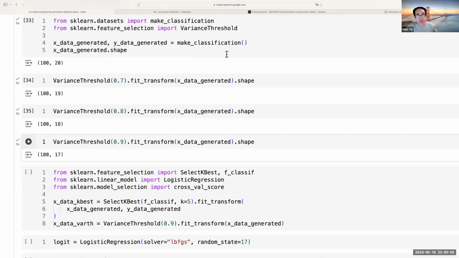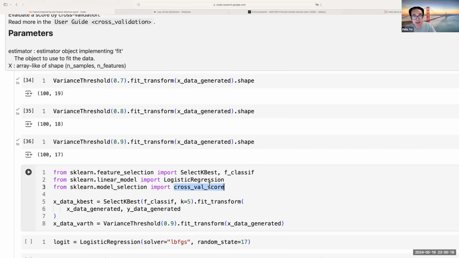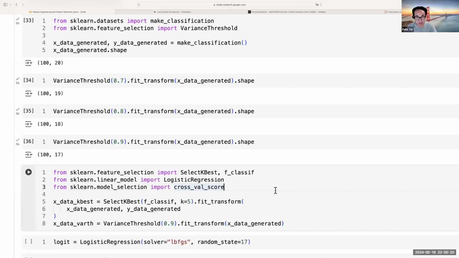Another way is that scikit-learn actually has packages for feature selection. We can do select k-best, and also model selection using cross-validation. We're going to talk about these cross-validation techniques a little bit later, possibly in the next two videos.